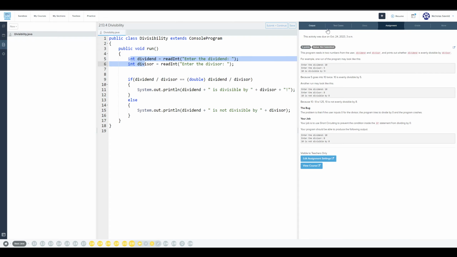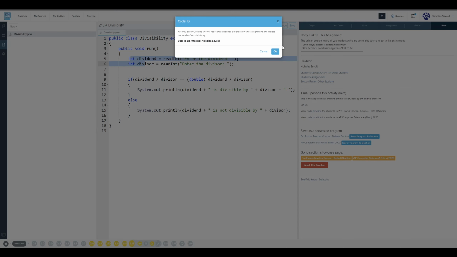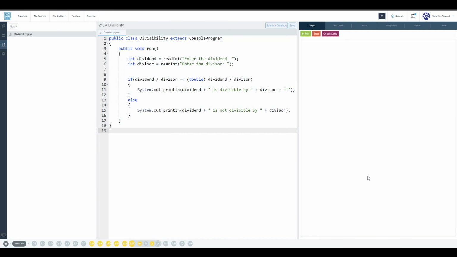I think right now we get an error if the user inputs 0, so we have to fix that just like was done in that previous example. Yeah.